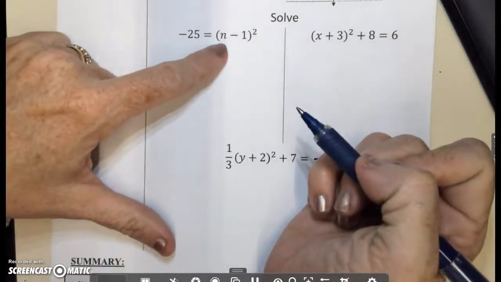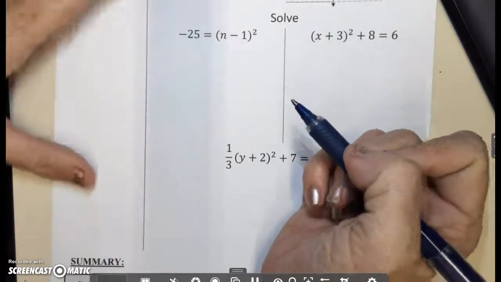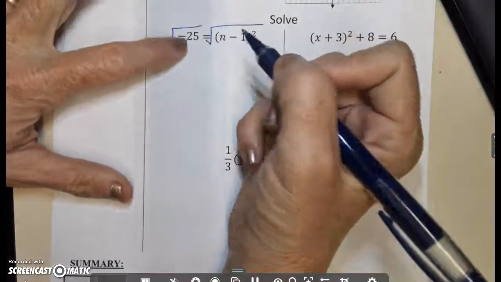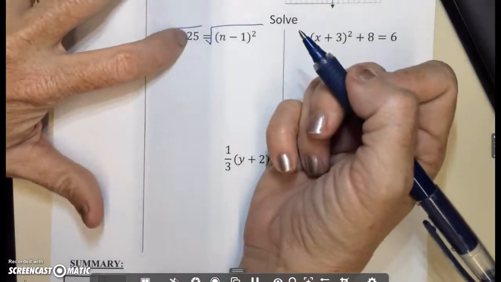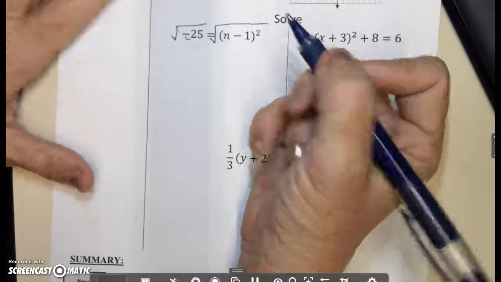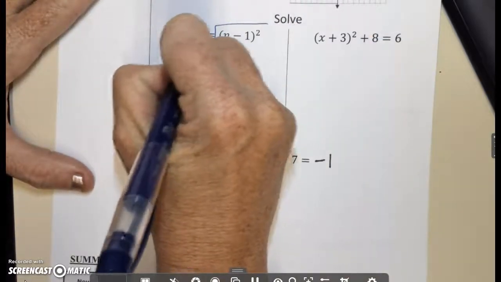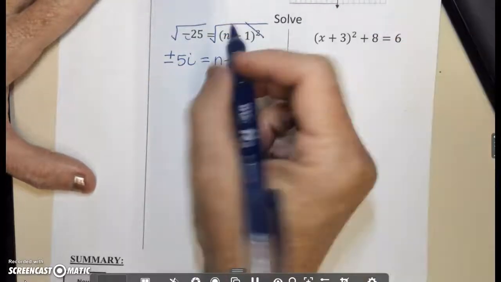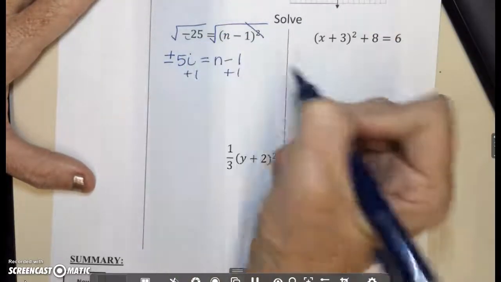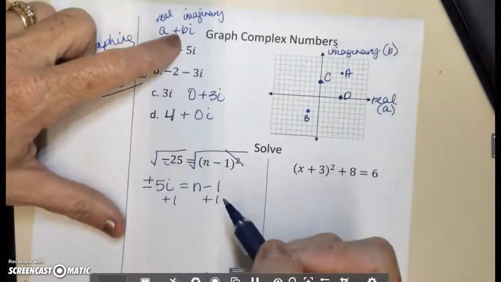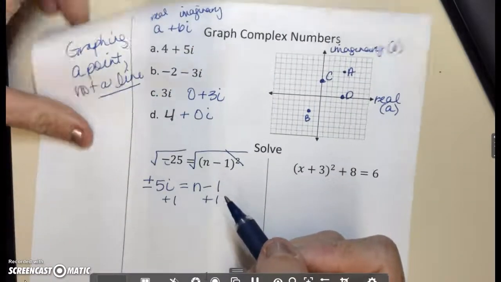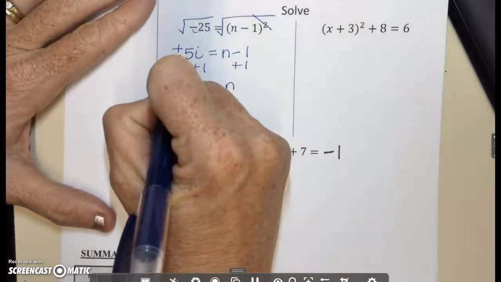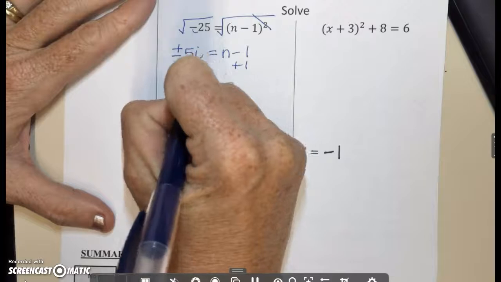Okay, so I need to get that n isolated. Can't do that till I get that square root out of there. So let's take the square root of both sides. So now I know, the easiest way to think about this is square root of 25 is plus or minus 5. Because of the negative 1, stick an i behind it. So you get plus or minus 5i equals n minus 1. Squares and square roots cancel each other out. Now you just need to add that 1 to both sides. And correct form is always going to be the a plus bi form. So the real number is going to come first, the imaginary number is going to come behind. So in this case, we would have n equals 1 plus or minus 5i.